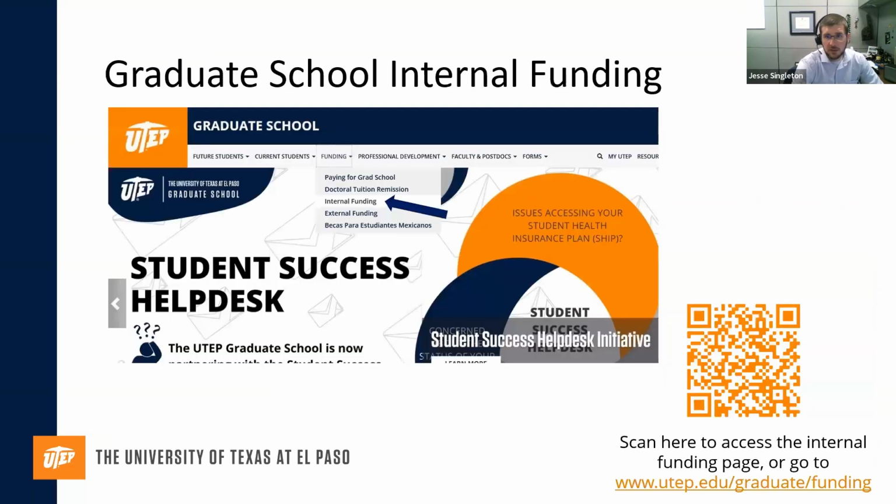So getting started, first thing I want to let you know is where you can find our application for the travel grant, if you don't know where to find it. The travel grant application is linked on our internal funding page on our website. If you go to the graduate school webpage and then under funding, you'll see there's a little drop down there. And then there's the internal funding page. There's a lot of really great resources there. But the one we're looking for today is the internal funding page. And then there's a QR code there. It'll take you directly to it if you want to go directly there.